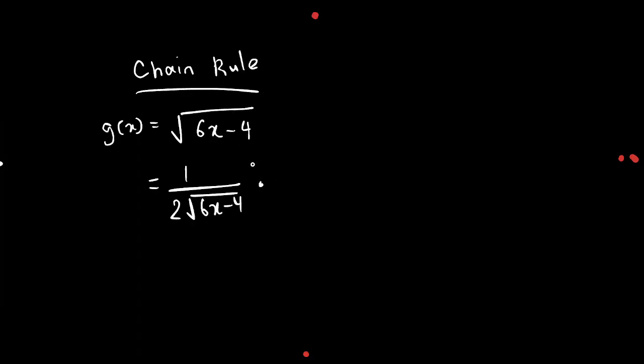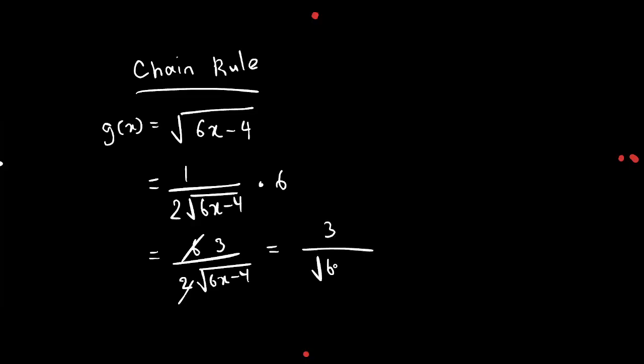What is the derivative of 6x minus 4? Well, that's just 6. So we can simplify this. We get 6 over 2 times the square root of 6x minus 4. Cancel this out and just get a 3 in the numerator, giving us an answer of 3 divided by the square root of 6x minus 4. And this is going to be our answer according to chain rule for this composite function.